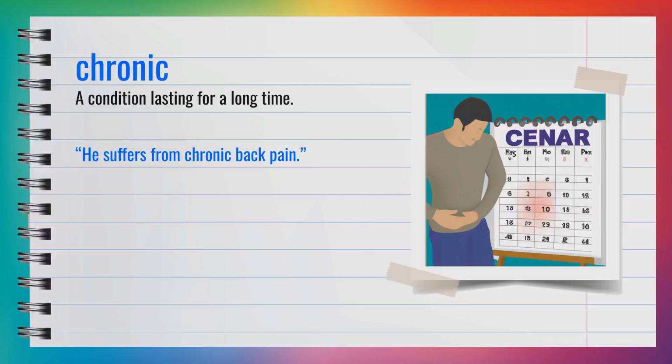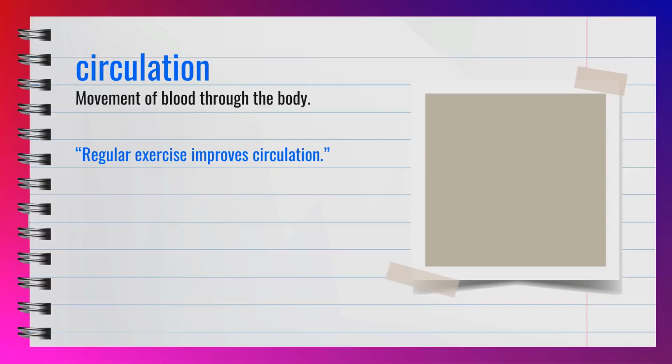So chronic means something that continues for a long period. The word circulation, spelled circulation, is a noun. It refers to the movement of blood through the body. Pronunciation: circulation. Synonyms include flow and movement. For example, regular exercise improves circulation. So circulation is the process through which blood moves in your body.